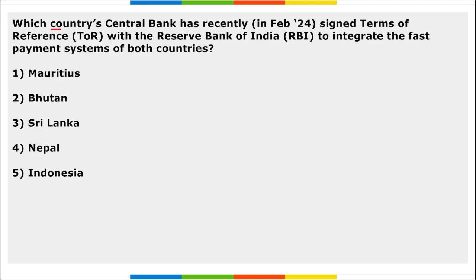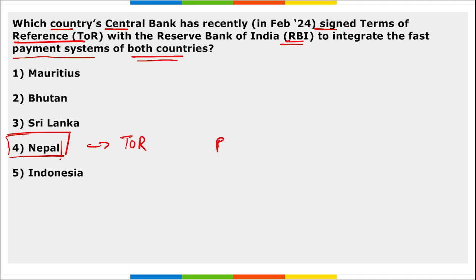First question is, which country's central bank has recently signed terms of reference with RBI to integrate the fast payment system of both countries? It is Nepal. Correct. Nepal's central bank recently signed terms of reference with RBI to integrate the fast payment system of both the countries.